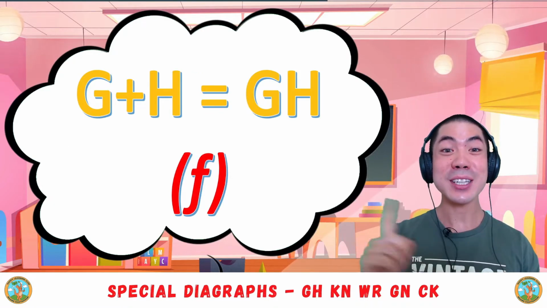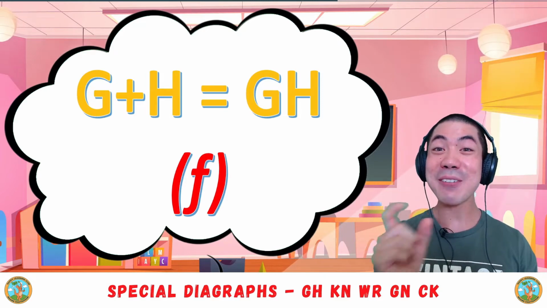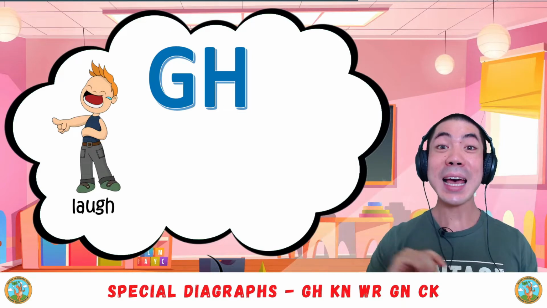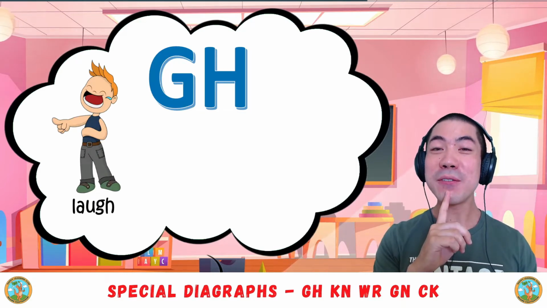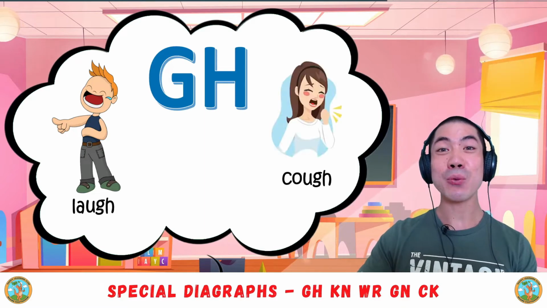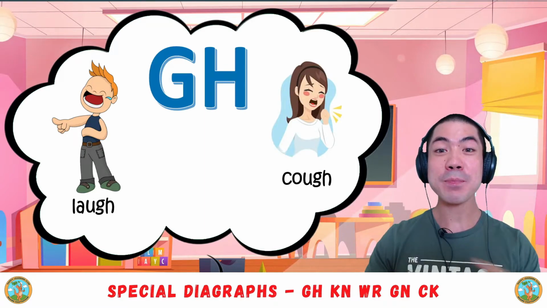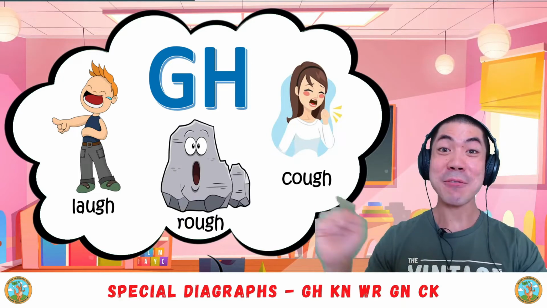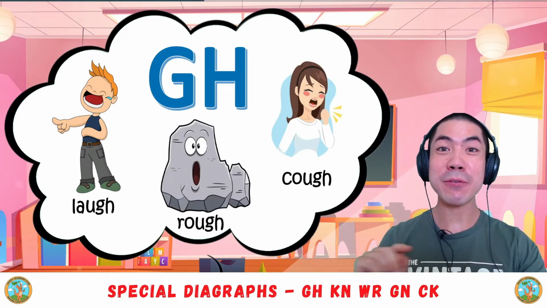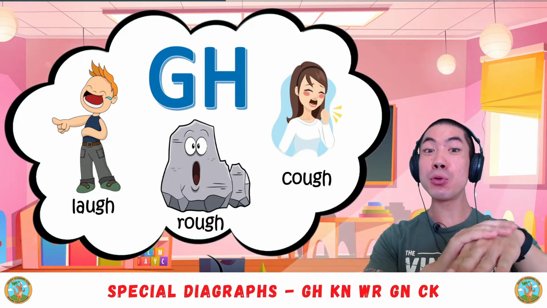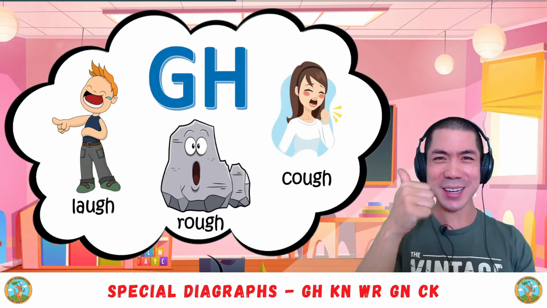The next sound for GH is the F sound. GH. That's right. GH is also an F sound. For example, we have laugh. Good. Pretty tricky, huh? We also have cough. Nice. And finally, we have rough. Like not smooth, but rough.